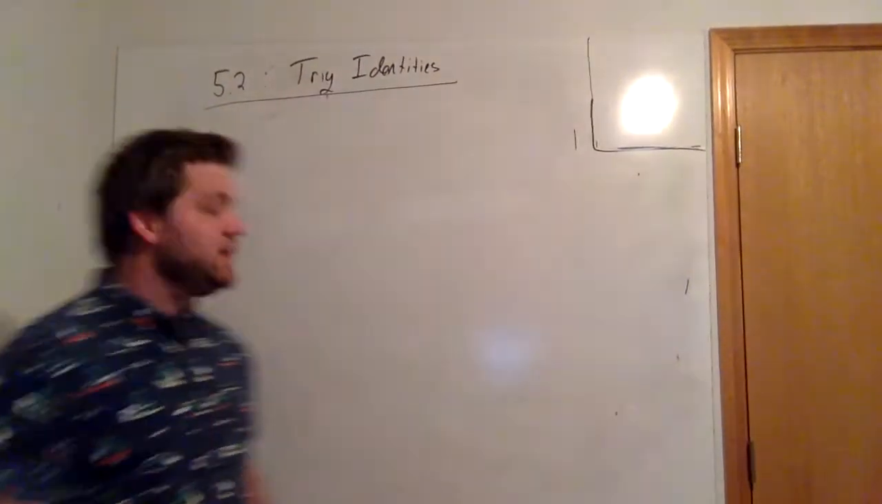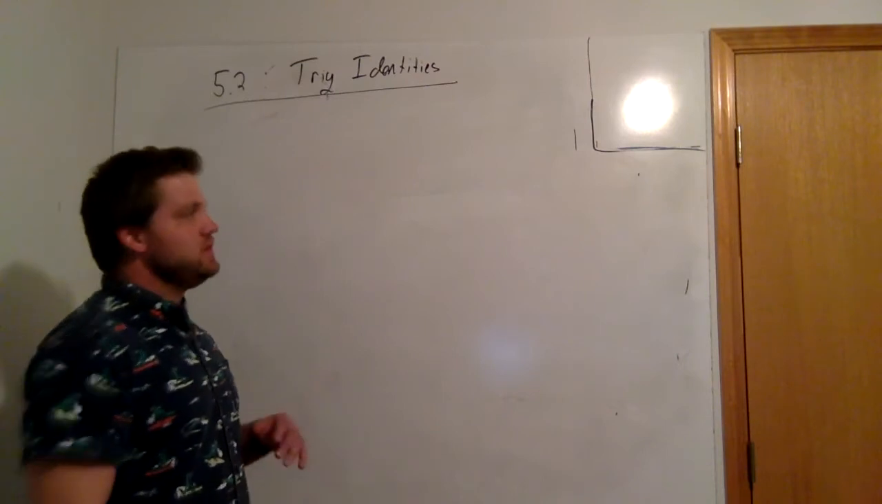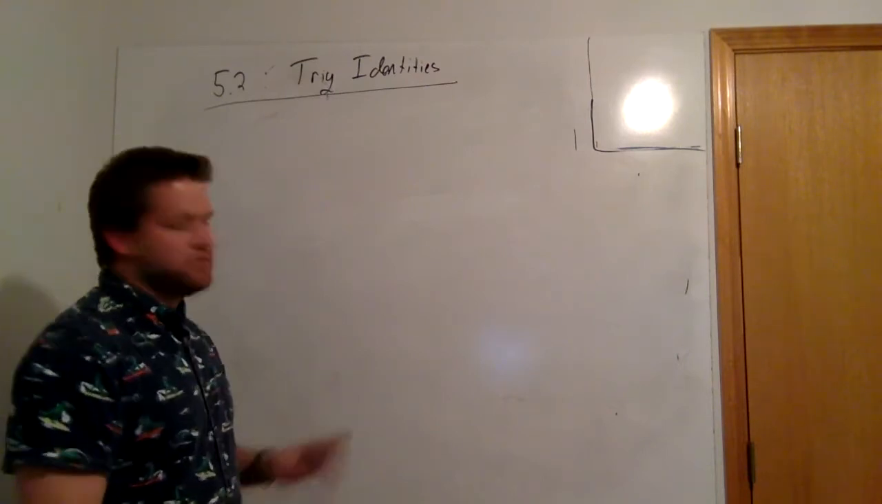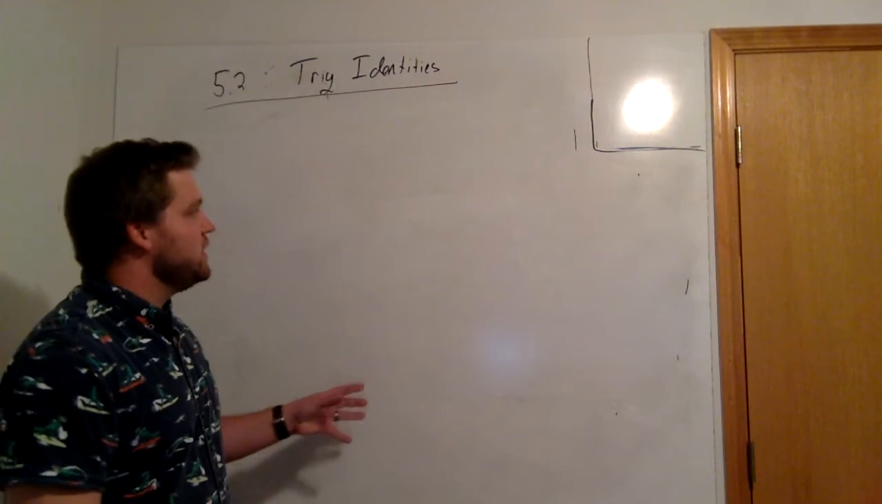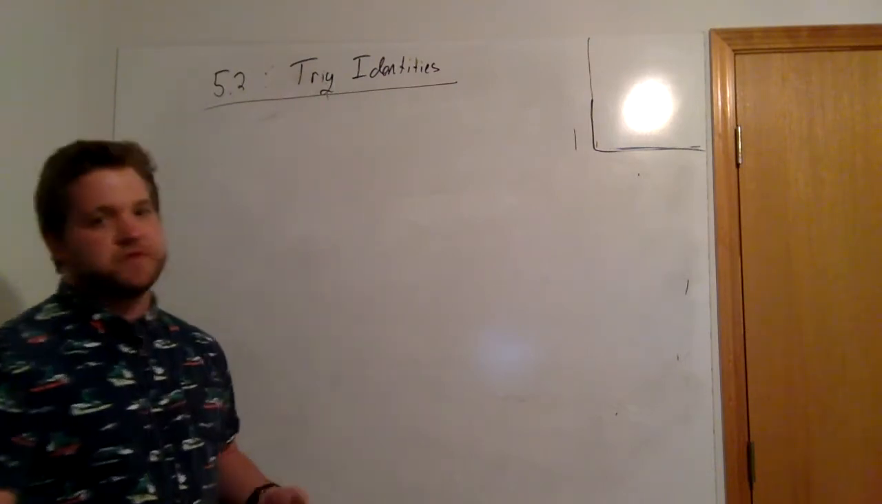Hello everyone, what I'd like to do is talk about sine, cosine, tangent, cosecant, secant, and cotangent. The signs on the unit circle. And then I also want to just give us some exercise on working with the Pythagorean identities.